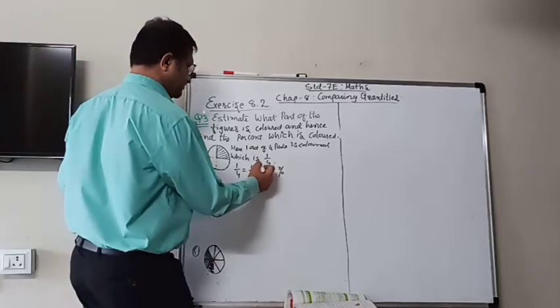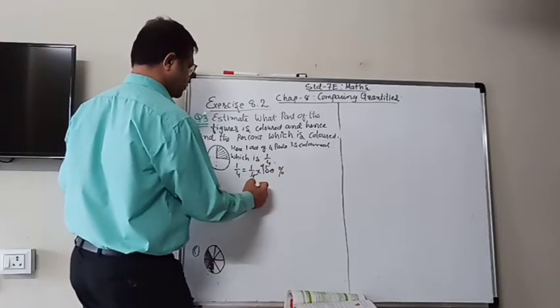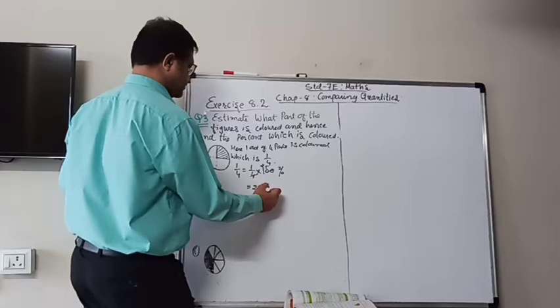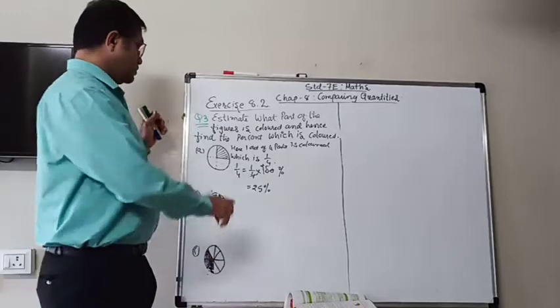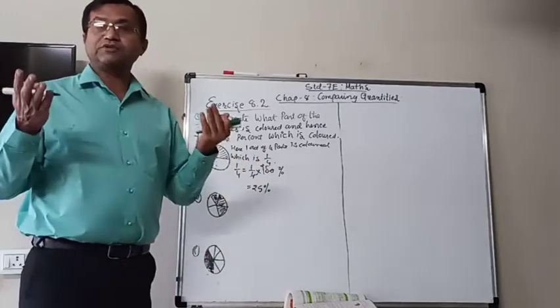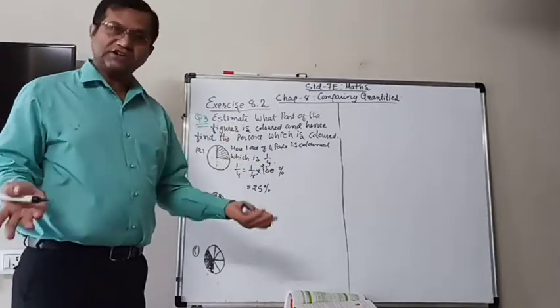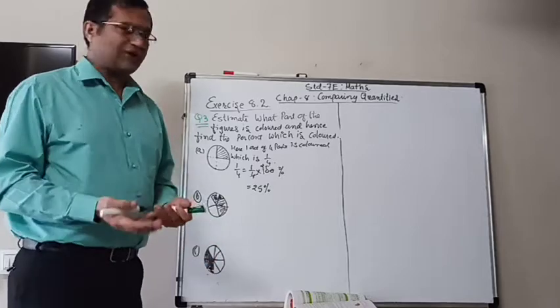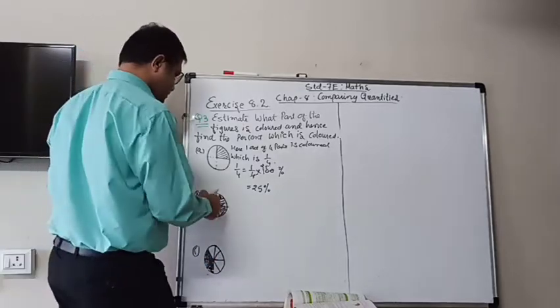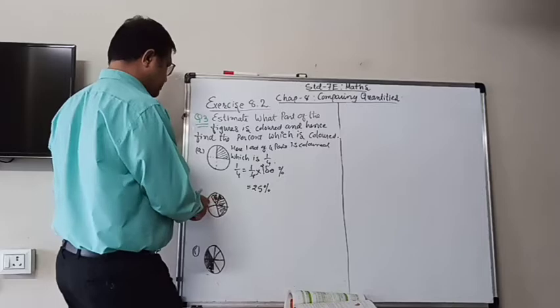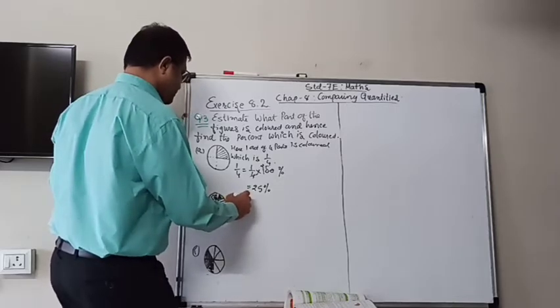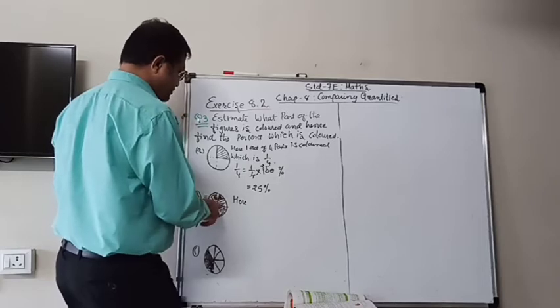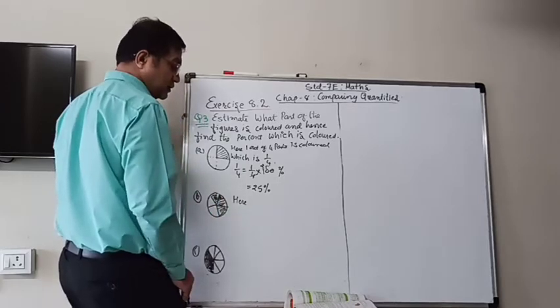And 25 fours are 100. So that is 25%. So also we know that if you make 4 parts of 100, each is 25. So 25% is colored. In the second one you can see that there are 1, 2, 3, 4 and 5 parts here, and from 5, 3 parts are colored.